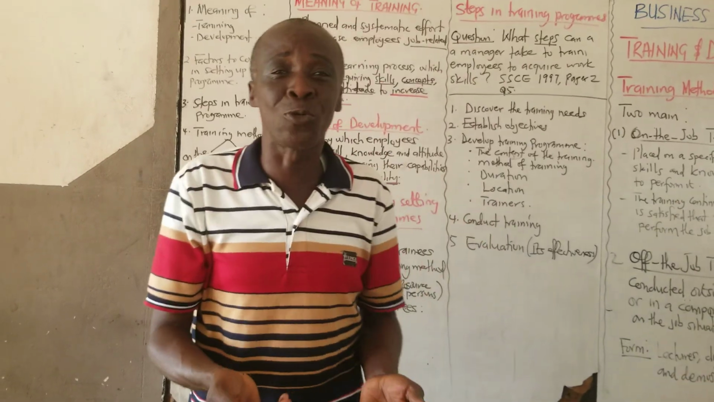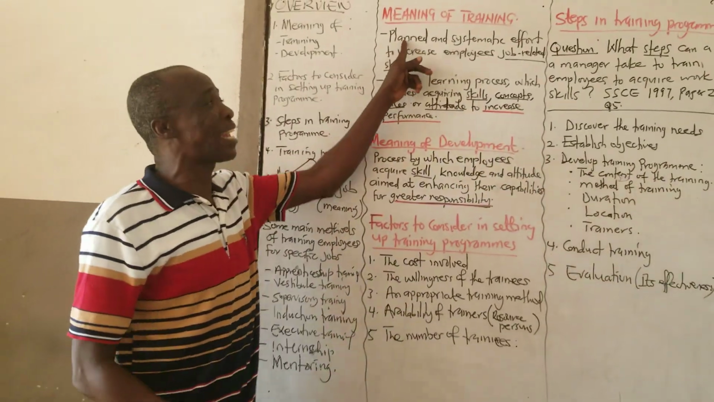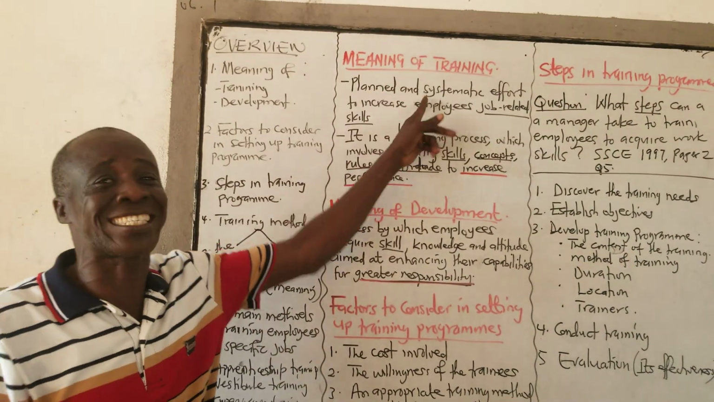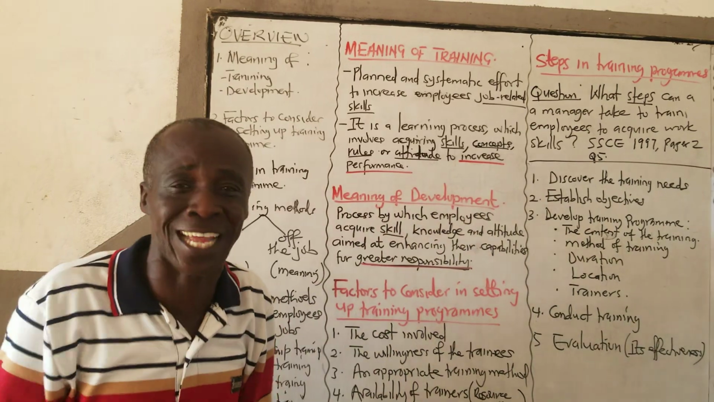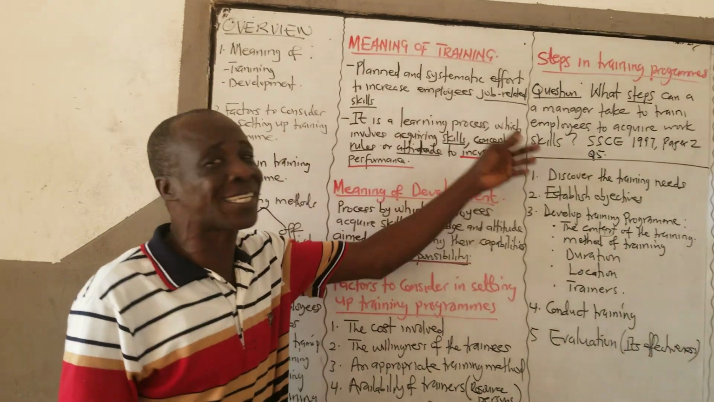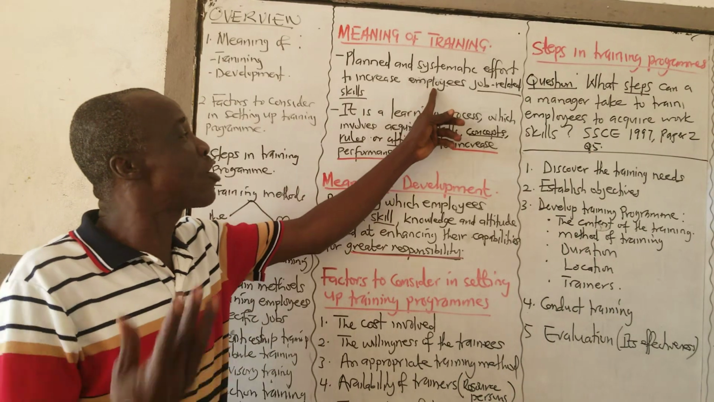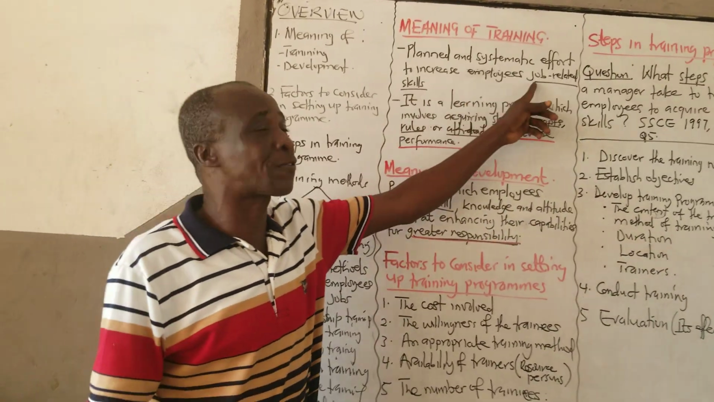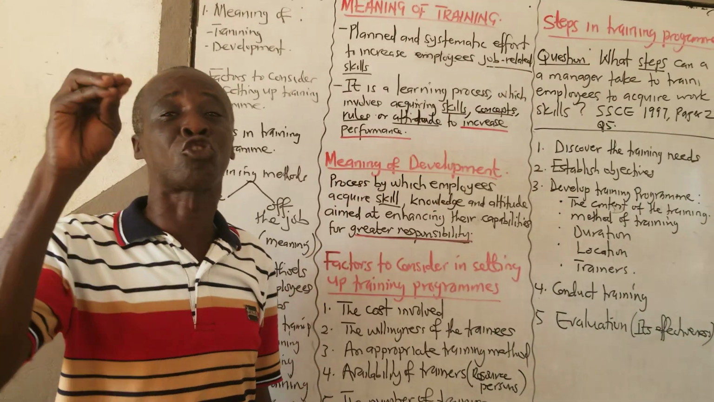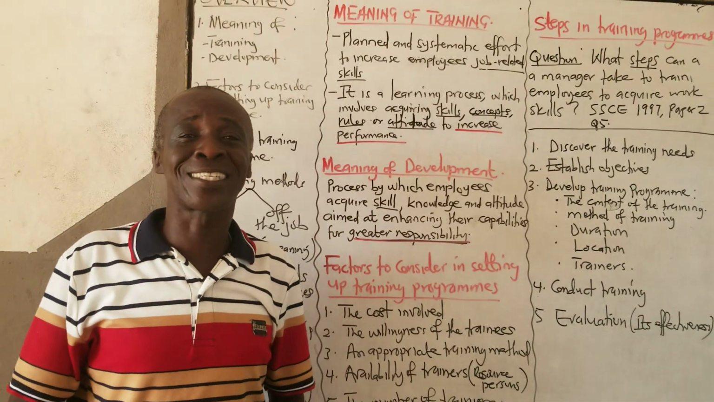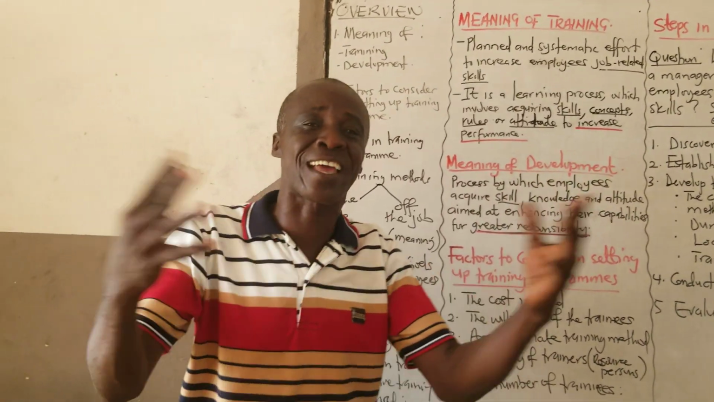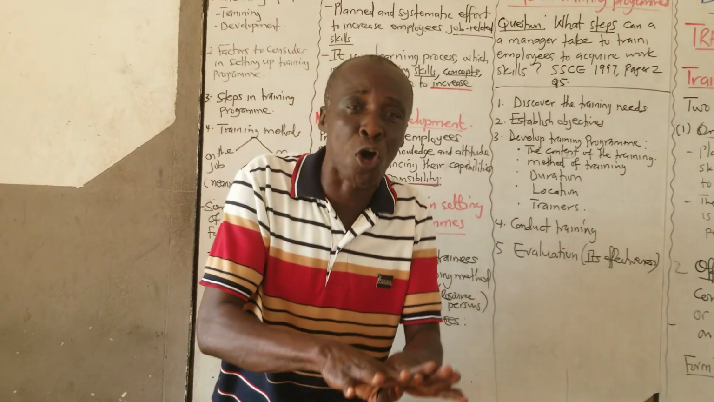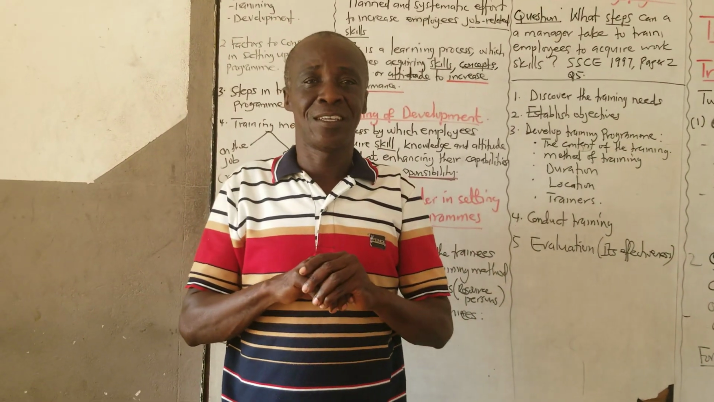So it's a plan. We say that training is a plan, number one. When you say something is planned, you understand, it is systematic. It is not done haphazardly. It is a planned and systematic effort to increase employees' job-related skills. So this is not football-related skills. It is job-related skills.